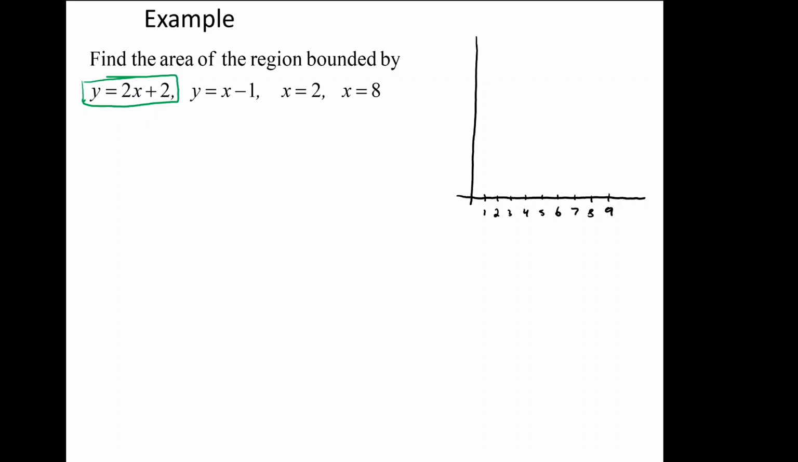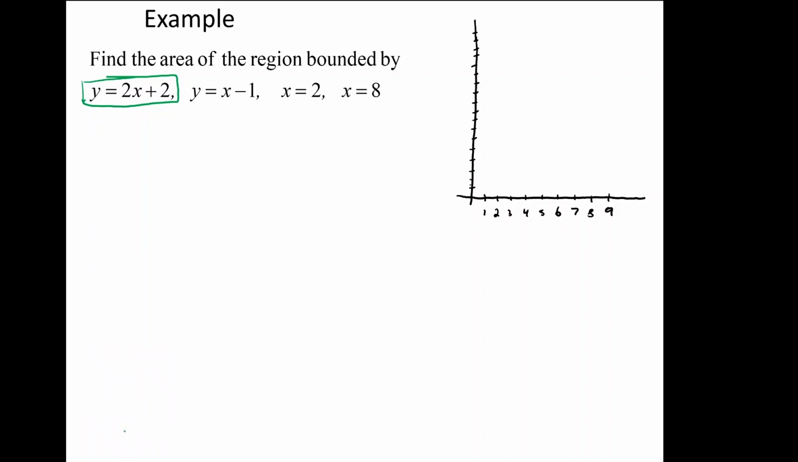Well, we're gonna plug in 2 into both of these functions. We're going to plug 8 into both of these functions. If we plug in 8, I get 2 times 8, 16 plus 2. So we need to go up to 18. So 1, 2, 3, 4, 5, 6, 7, 8, 9, 10, 11, 12, 13, 14, 15, 16, 17, 18. Not perfect, but it doesn't matter. This is just a sketch.